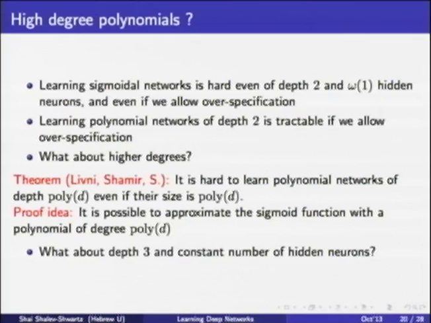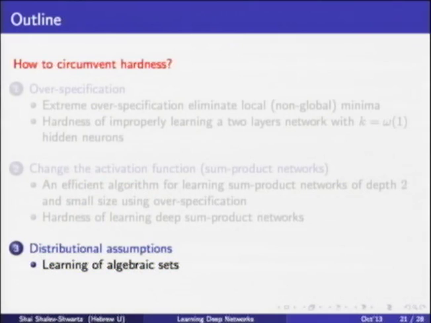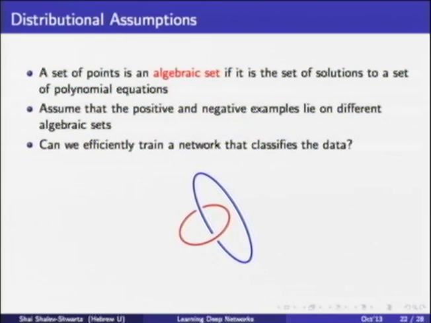Let me rush to the last thing because I have two more minutes. Okay, two more minutes. So the last idea is distributional assumptions. And of course, the major question is what are reasonable distributional assumptions? So here is one distributional assumption. I'm not sure it's the most reasonable one, but it's something.